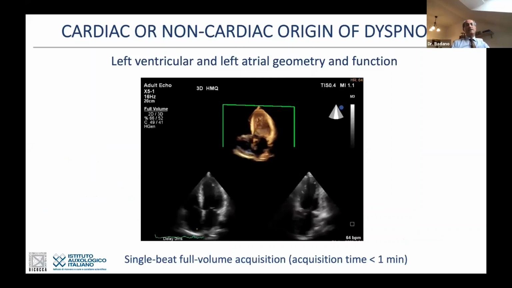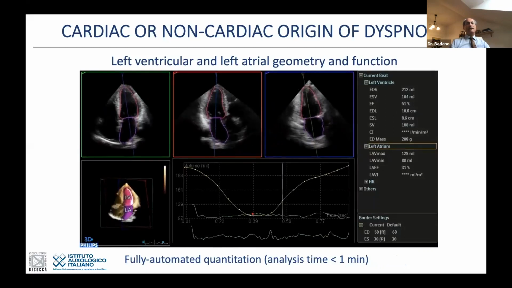We started with the assessment of the left ventricular systolic function, and this can be done nowadays very easily and very quickly using the heart model. With 3D echocardiography, you can acquire a data set of the left ventricle and the left atrium very quickly, because you don't need any more multi-beat acquisition during breath hold, but you can just acquire in a single beat acquisition, and this is usually done in less than 1 minute.